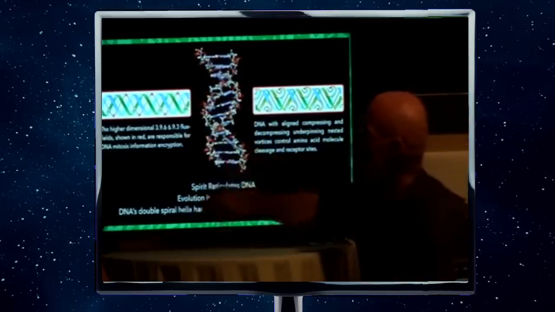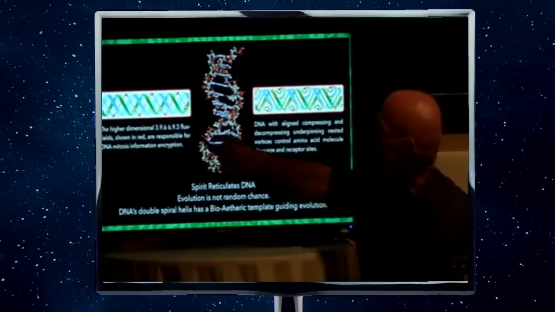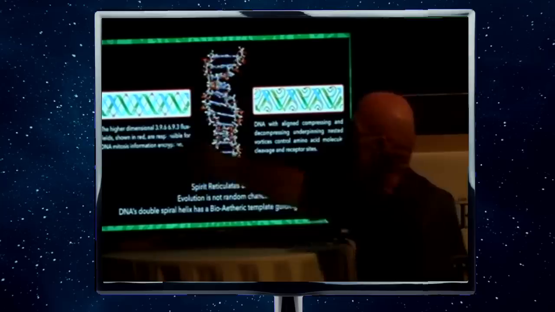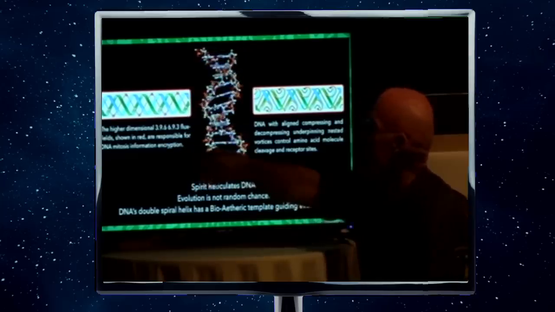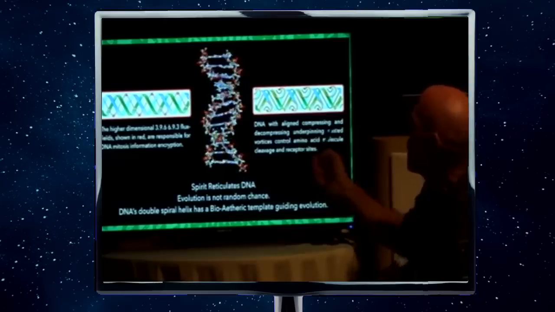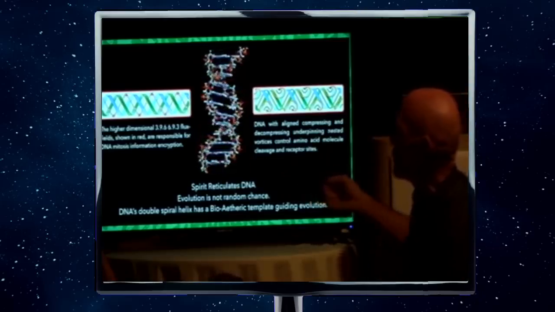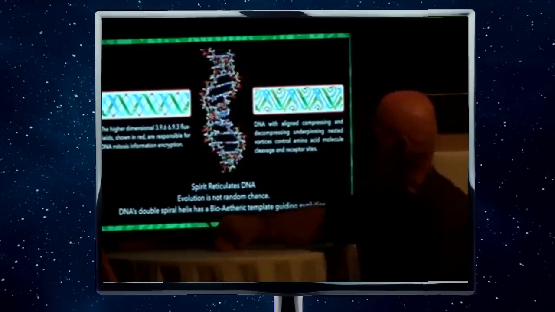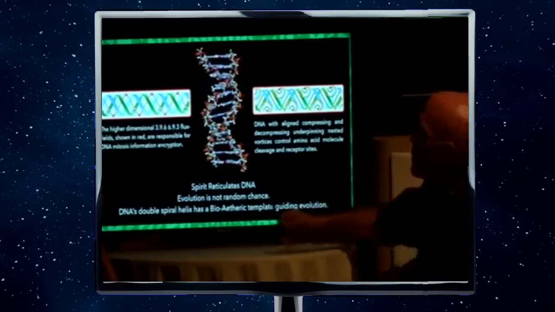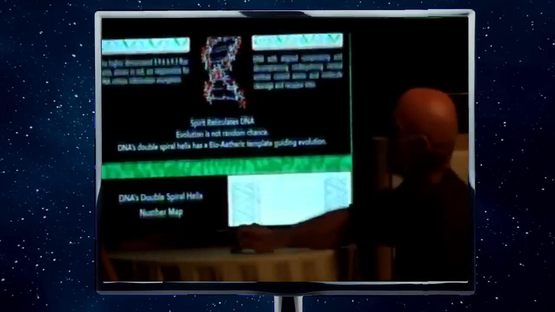I will read this because this is supposed to be what I'm really doing, my profession now. The higher dimensional 396 and 693, the little dots below, shown in red, are responsible for DNA mitosis information encryption. DNA, with the line compressing and decompressing underpinning nested vortices, controls amino acid and molecule cleavage and receptor sites. Spirit reticulates DNA. Evolution is not random chance. DNA's double spiral helix has a bioetheric template guiding evolution. Next, please. That means that evolution is not haphazard trial and error.